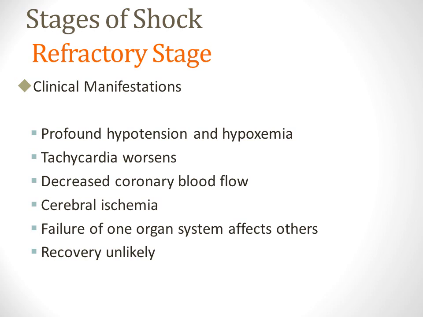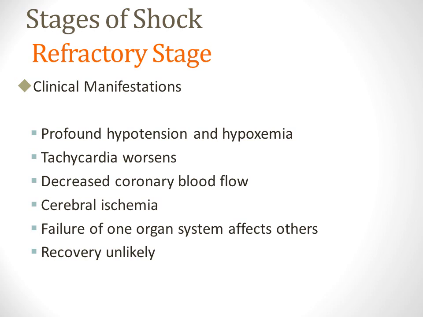So, profound hypotension, despite the fact that we are using fluids and vasopressors. Severe hypoxia because they are unresponsive to oxygen. Remember, they have a VQ mismatch and a surfactant dysfunction. Worsening tachycardia. Decrease in coronary blood flow resulting in ischemia to the heart and chest pain. Cerebral ischemia, which is the ultimate cause of death. We have a decrease in blood pressure, which is that profound hypotension, which is resulting in anuria because we have a renal shutdown.